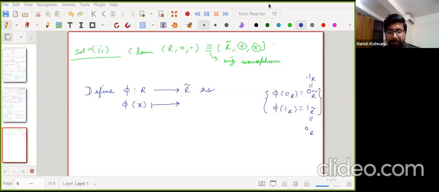You have to define a map such that 0 is mapped to -1 and 1 is mapped to 0.